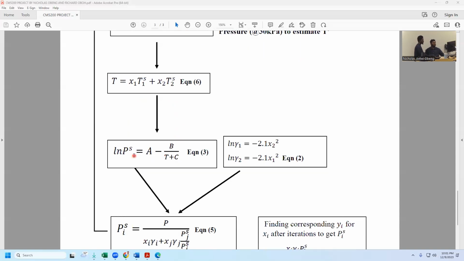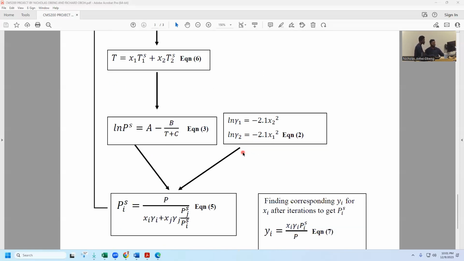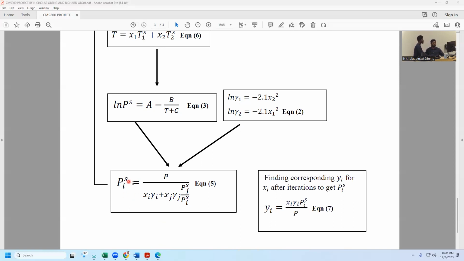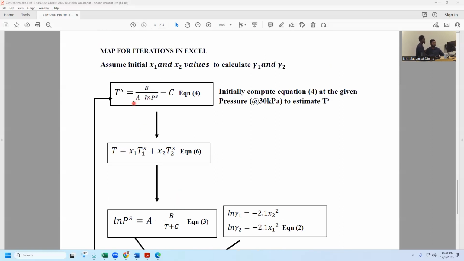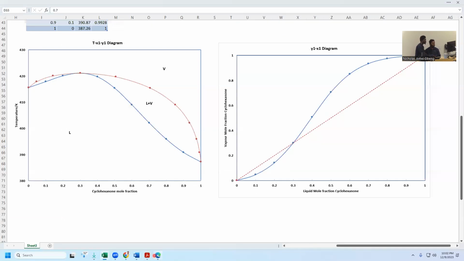We put this temperature in the Antoine vapor pressure equation, using the A and B given in the text, to get P1s and P2s. Then, together with gamma 1 and gamma 2, we estimate a better value for P1s and P2s, and go back to calculate our actual T1s and T2s. We do this iteration a series of times to get our value. We use Excel to do this, as I'm going to share my screen.